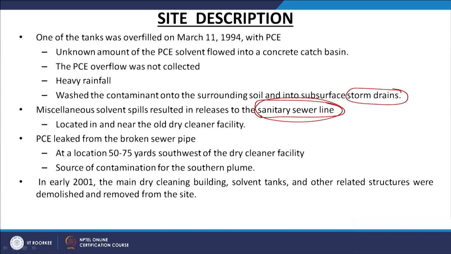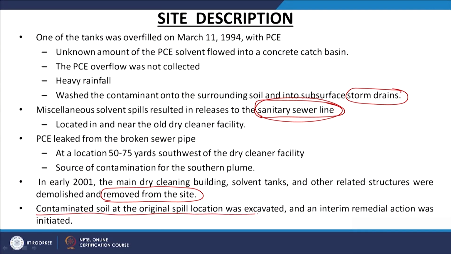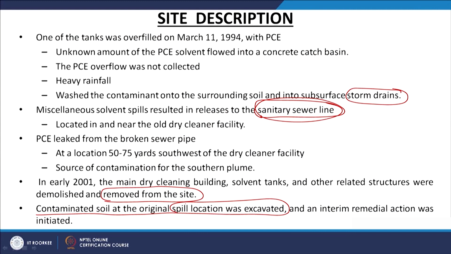And in early 2001, once they noticed that there was contamination, what did they do? The main dry cleaning buildings, solvent tanks and other related structures were demolished and removed from the site. Keep in mind that once the contamination of the soil reached the relevant higher authorities, they did start taking remedial action, and the contaminated soil at the original spill location was excavated. When they had heavy rainfall at the original spill, some of this contaminant flowed into the surrounding soil. So they excavated and treated this soil, and then interim remedial action was initiated, I mean minor caps and so on.